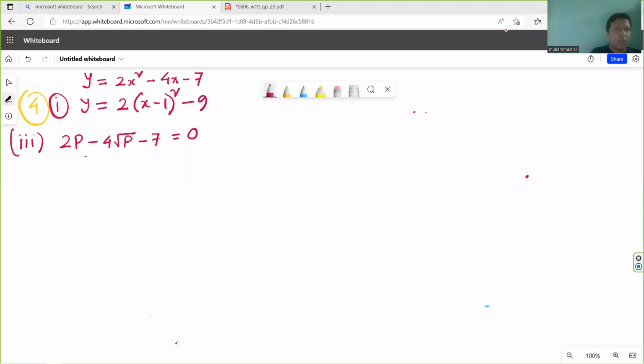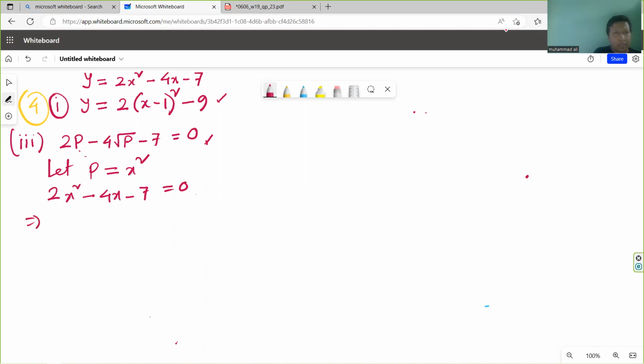Now part 3: using your answer to part 1, solve the equation, giving the answer correct to 2 decimal places. This part is very interesting. At first, let p equal x². So it will be 2x² − 4x − 7 equals 0. From this equation, we get the result.